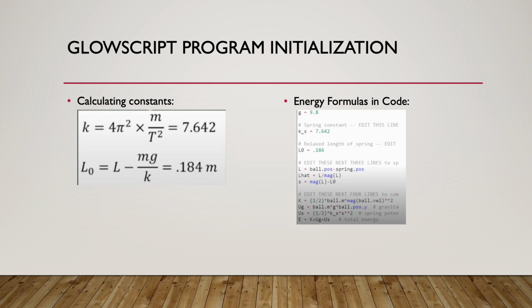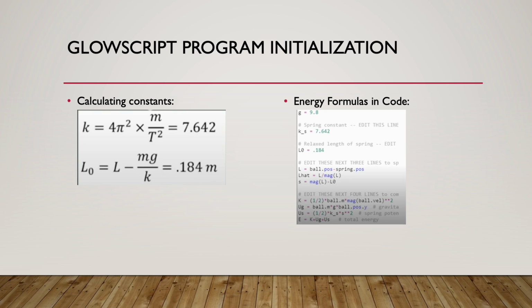G was the universal gravitational constant, K is the spring constant, and L naught is the length of the relaxed spring. These values were found from manipulations of existing equations. K was calculated from the formula below, where T is the period of oscillation, and K is 7.62. L naught was calculated with the equation L, the current length of the spring, minus the mass times G over K. With everything plugged in, L naught equaled 84 meters.